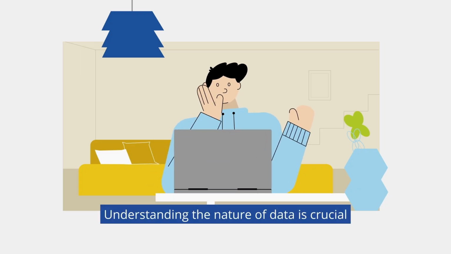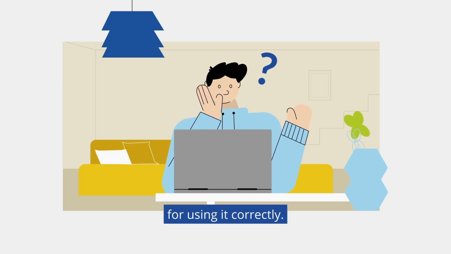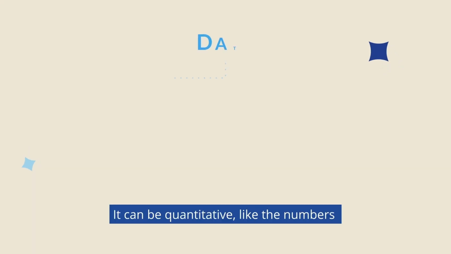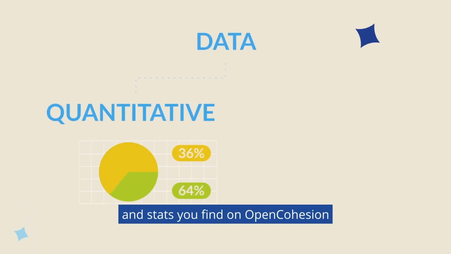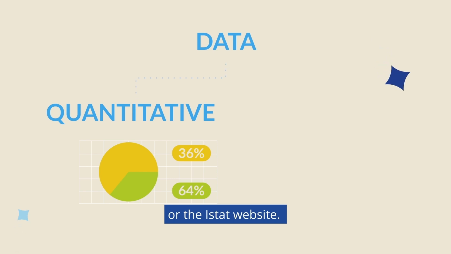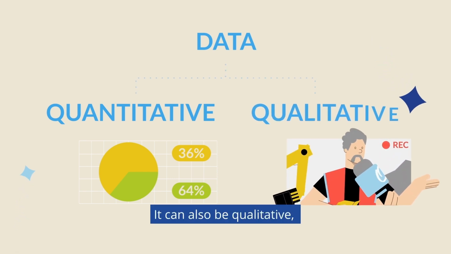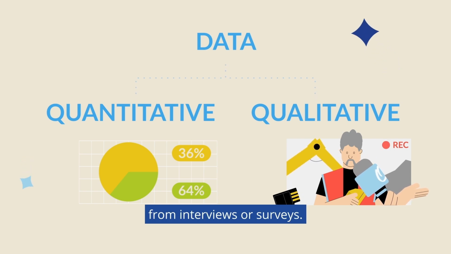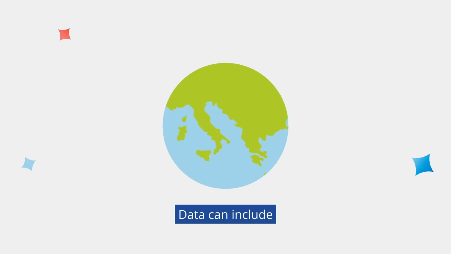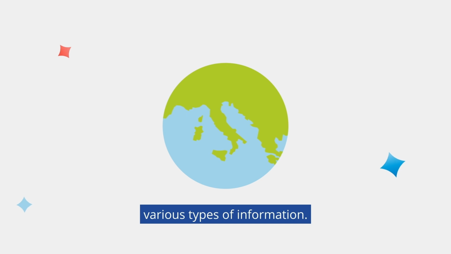Understanding the nature of data is crucial for using it correctly. It can be quantitative, like the numbers and stats you find on Open Cohesion or the ISTAT website. It can also be qualitative, such as opinions gathered from interviews or surveys. Data can include various types of information.